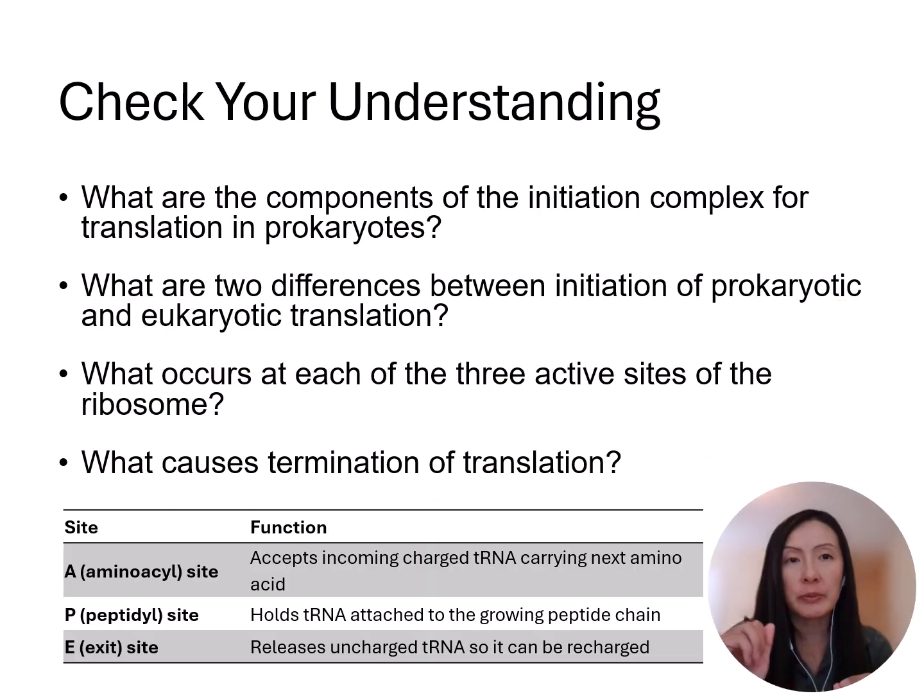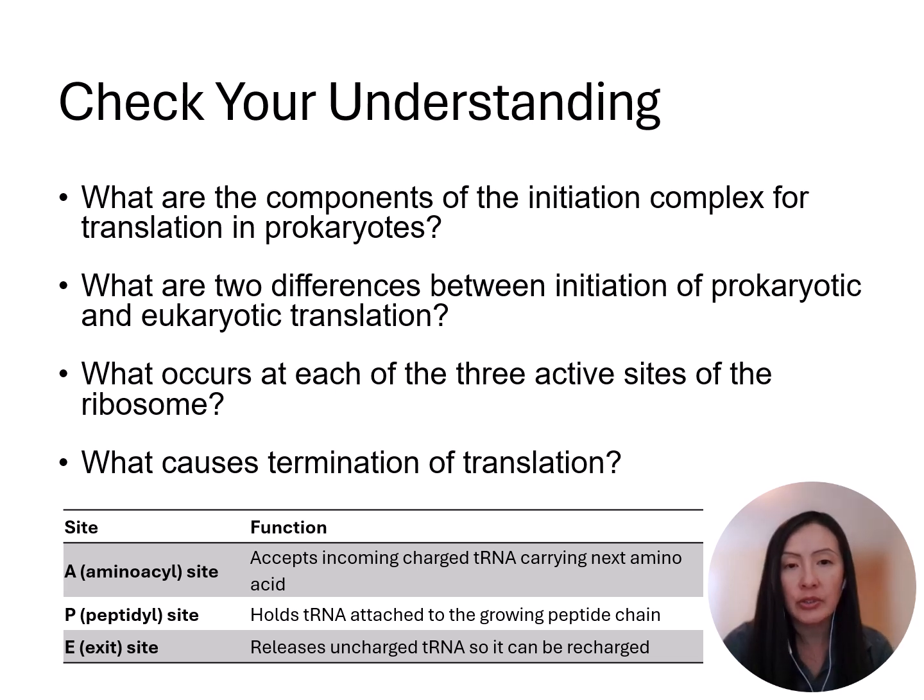All right, the first checkpoint question asks, what are the components in the initiation complex for translation in prokaryotes? So we have that 30S ribosomal subunit that binds to the messenger RNA template. The initiator tRNA is holding formyl methionine. We have initiation factors and GTP, which is our energy source. And then that 50S ribosomal subunit joins to form the complete 70S ribosome.